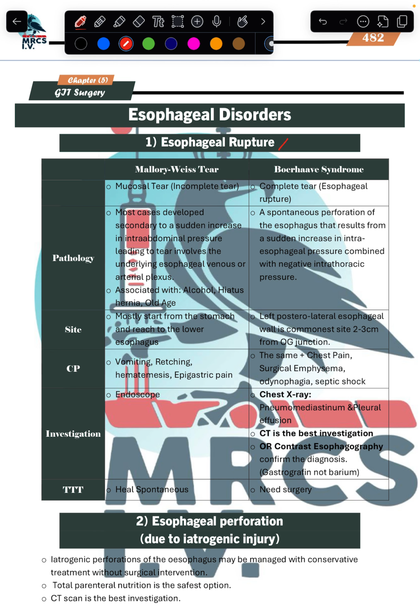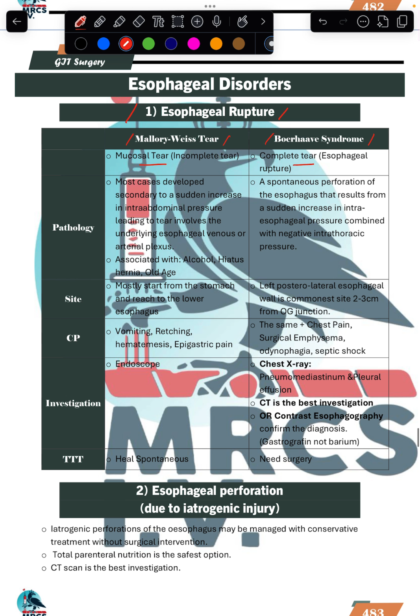Rupture of the esophagus. There are two types of rupture: one is Mallory-Weiss and another is Boerhaave syndrome. What is the difference between the two? Mallory-Weiss is an incomplete tear, just a mucosal tear, while Boerhaave is a complete, through-and-through tear. Most cases develop secondary to a sudden increase in intra-abdominal pressure leading to the tear.